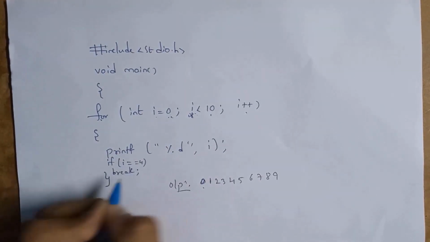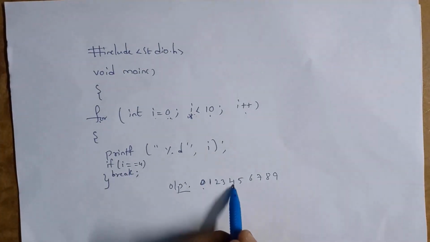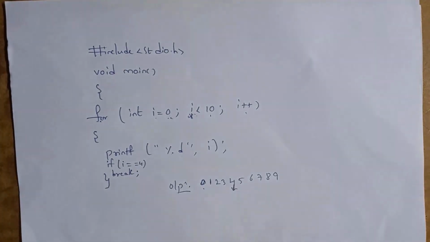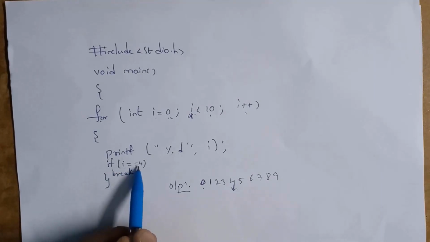And you need to give semicolon for break. That means if I get I value as 4, then I want to break this loop. This is meaning of this: if I equal to 4, break.